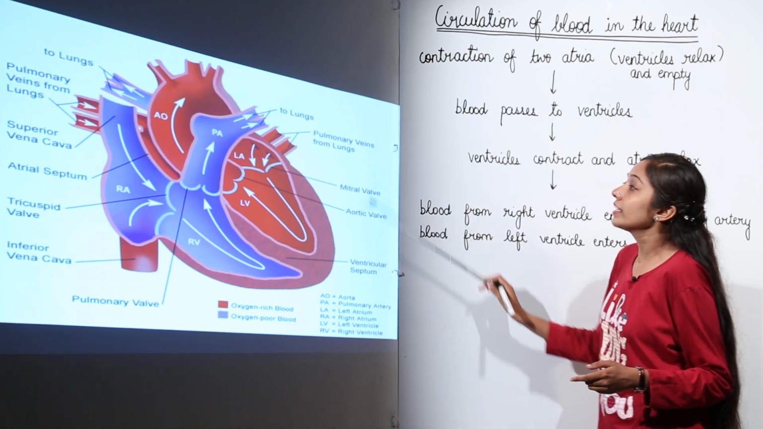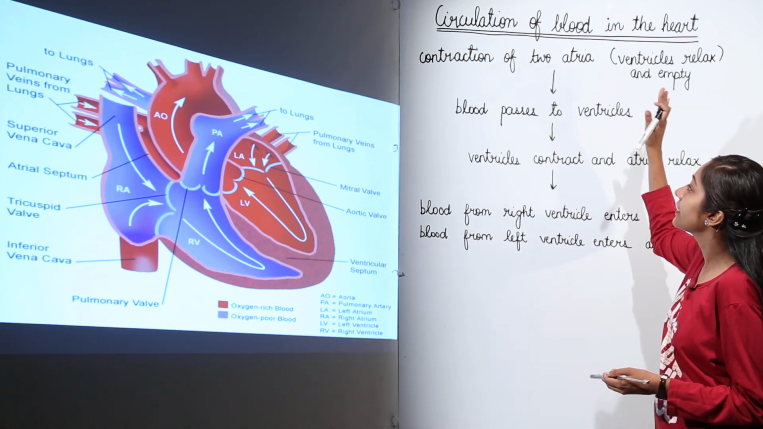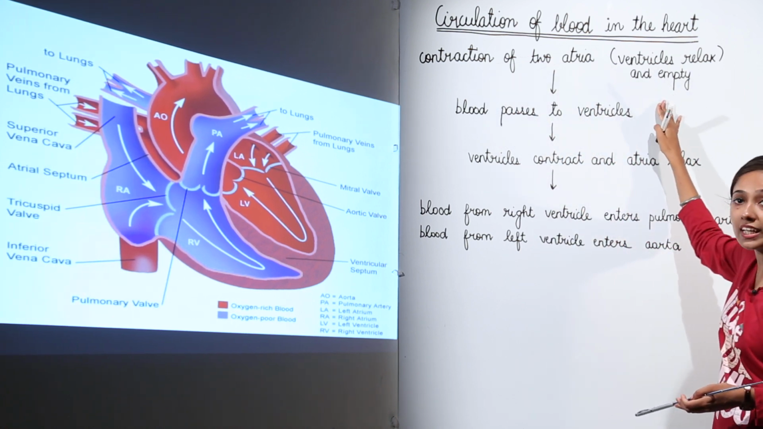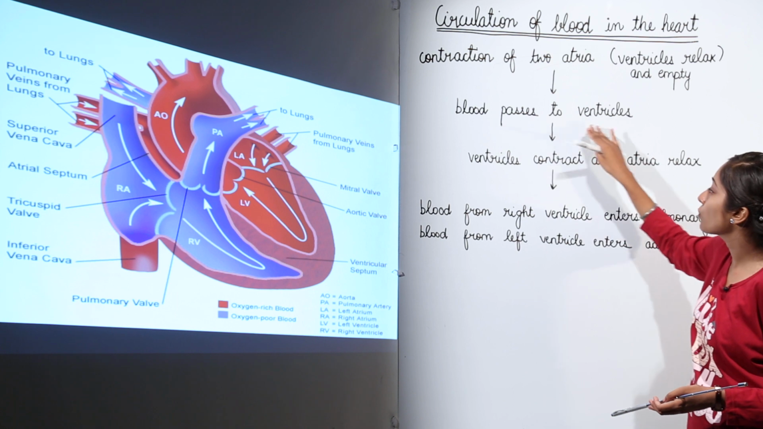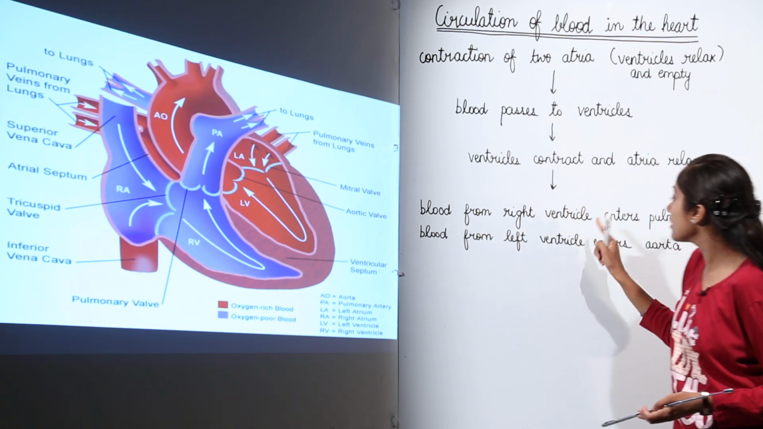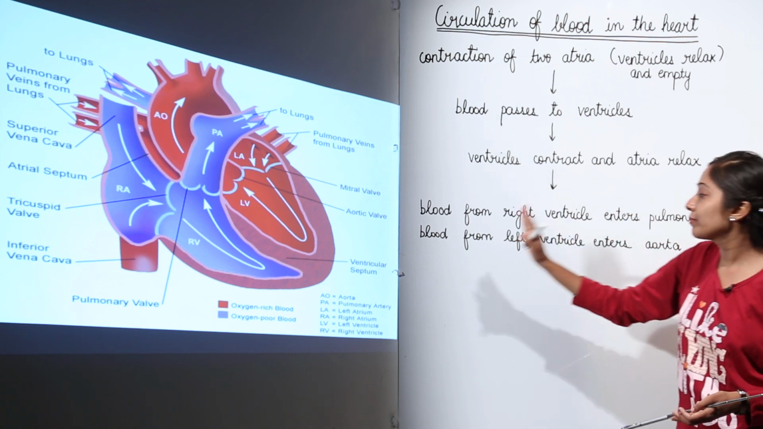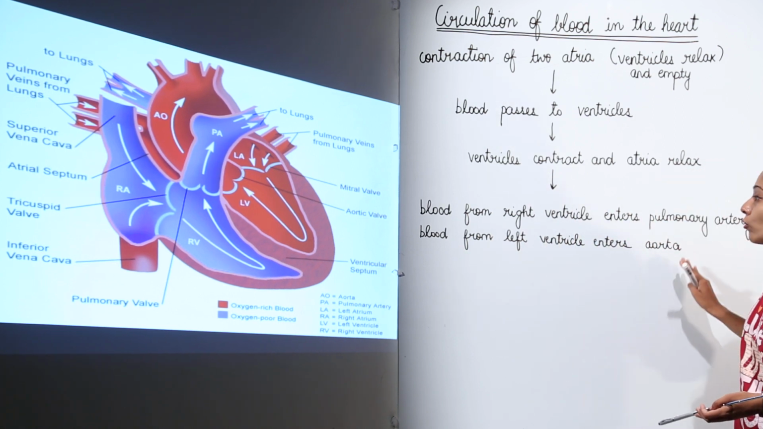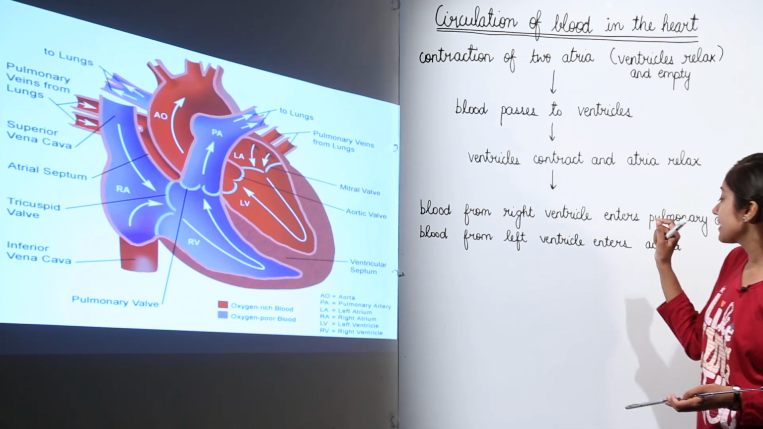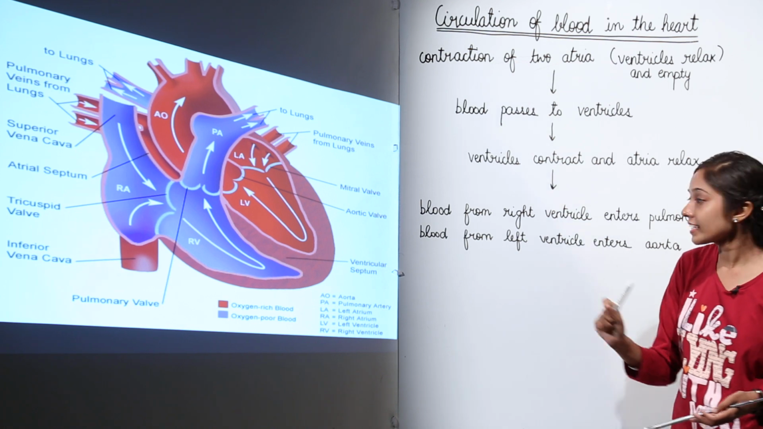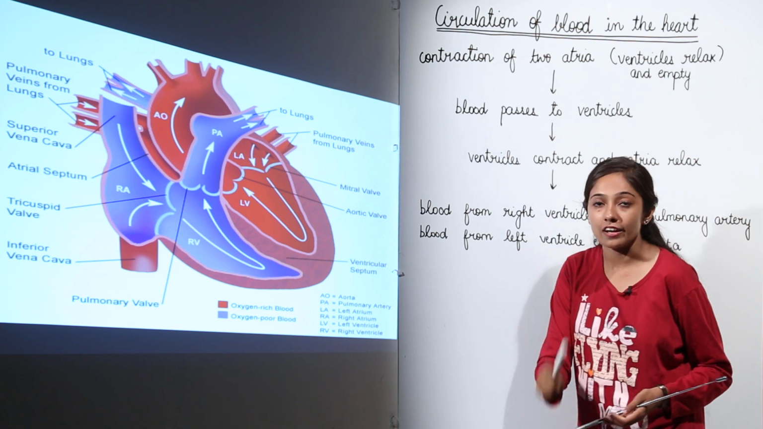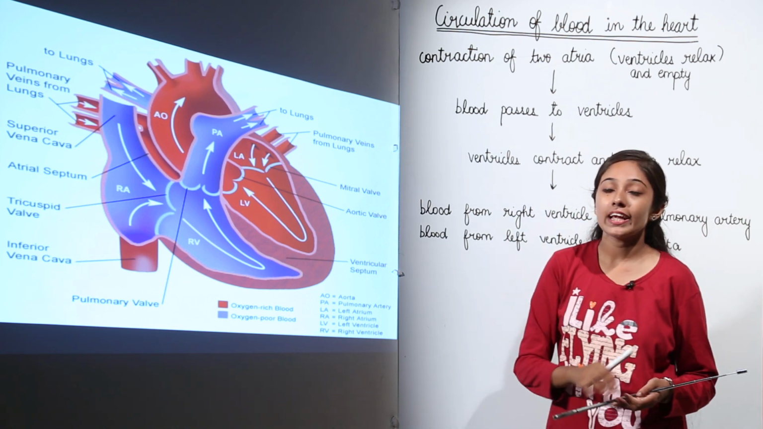So this is how the circulation of blood takes place in the heart. Contraction of the two atria first, the ventricles relax and are empty, and this results in the blood passing to the ventricles, and the ventricles contract and the atria relax, and blood from the right ventricle enters the pulmonary artery, and blood from the left ventricle enters the aorta. So the left side of the heart carries oxygenated blood, right, and the right part of the heart carries deoxygenated blood. So this is how your blood circulates in the heart.